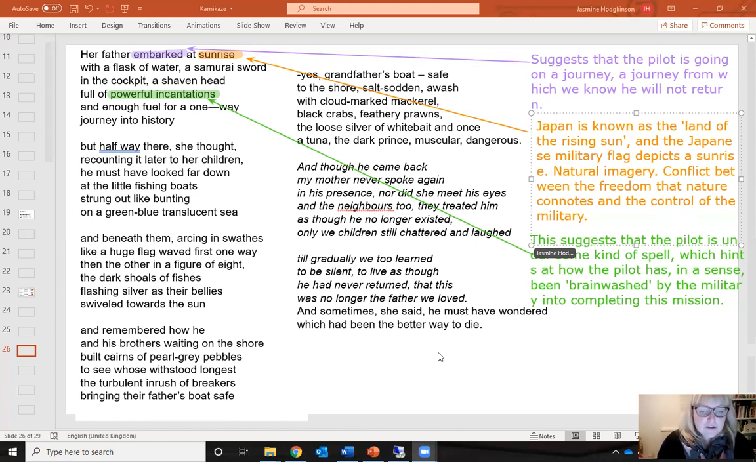And the next thing I'm going to focus on in that stanza is the phrase here, powerful incantations. So her father embarked at sunrise with a flask of water, a samurai sword in the cockpit, a shaven head full of powerful incantations, and enough fuel for a one-way journey into history. This idea of the powerful incantations that I have highlighted there suggests that the pilot is under some kind of spell, which hints at how the pilot has, in a sense, been brainwashed by the military into completing the mission. He's been told that it will bring great honor upon your family, onto you, it is an honor to die for your country, all this kind of thing. Okay, this is how he's been persuaded into completing such a task.